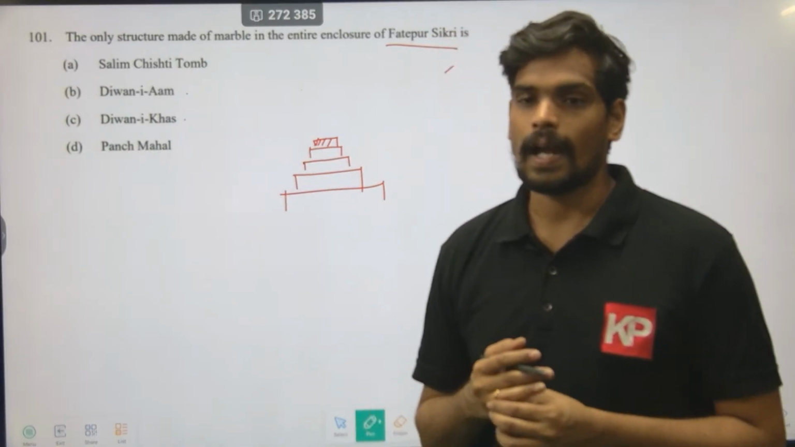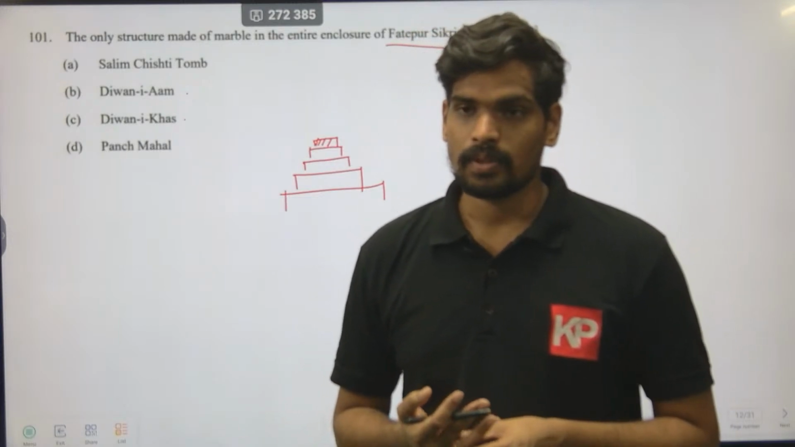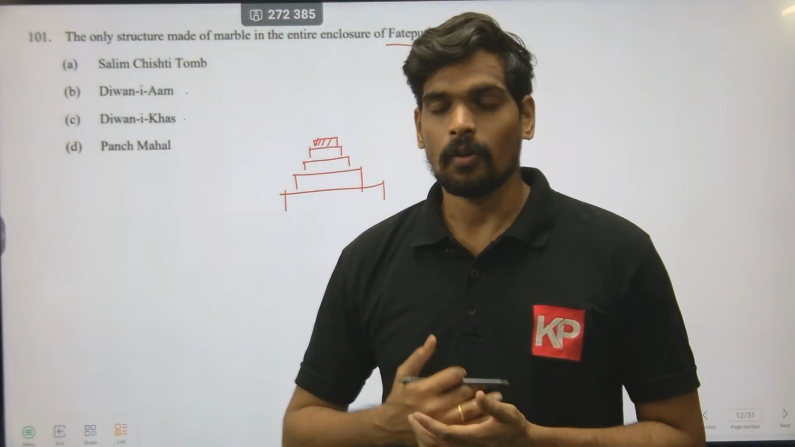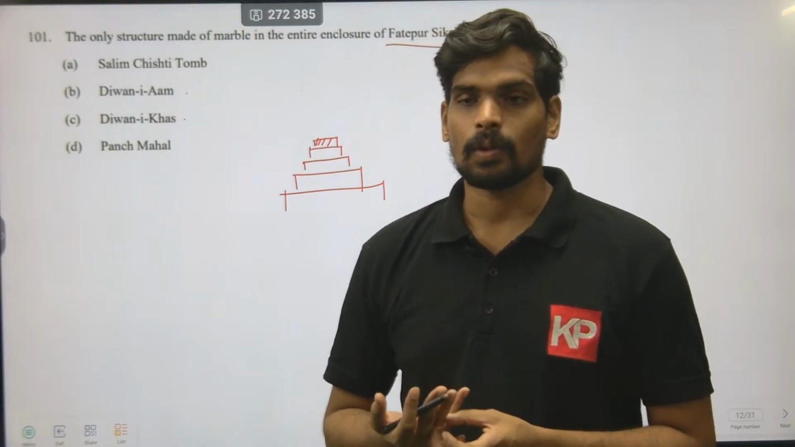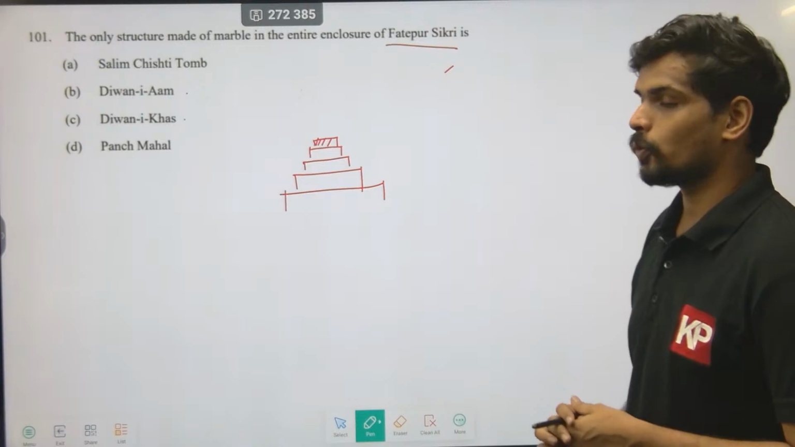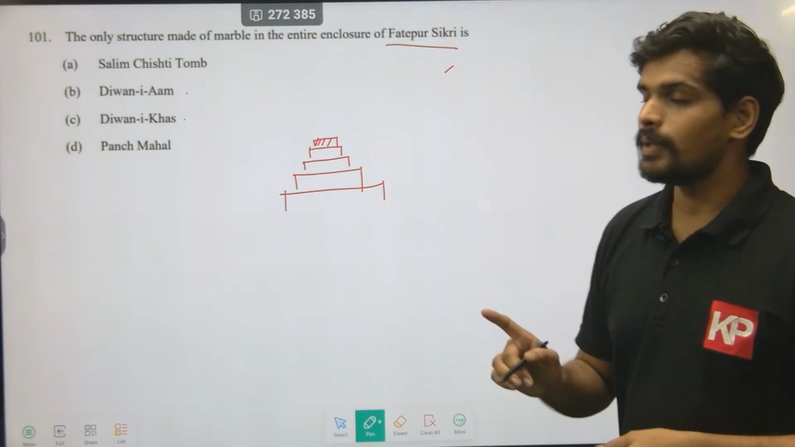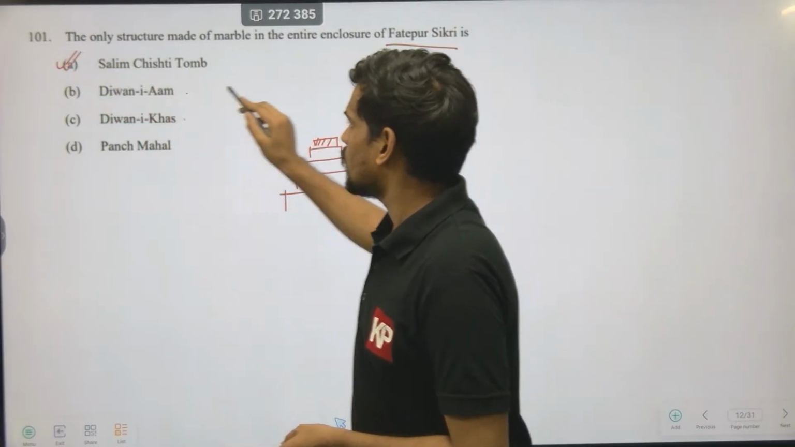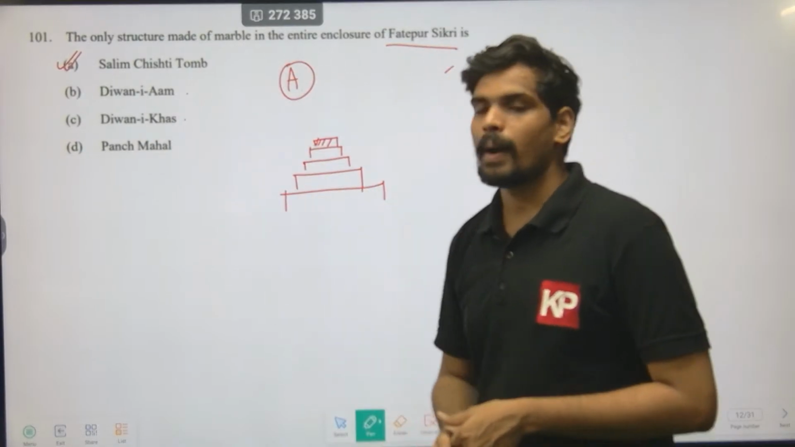Other than that, you also have astrologer's seat in Fatehpur Sikri. You also have Pachisi Court. You also have Anup Talab, which is a central water body. So these are various components of Fatehpur Sikri. So Salim Chishti tomb also is a part of it, which is a marble structure. So the answer over here, only Salim Chishti's tomb is a marble structure.